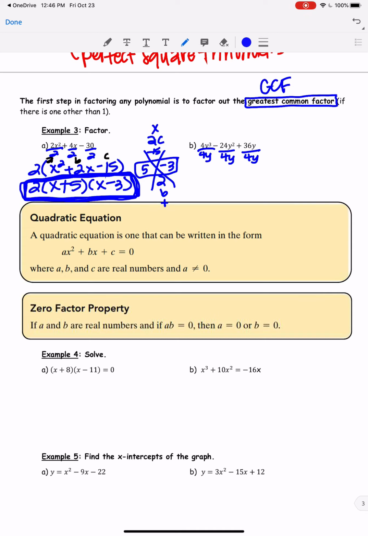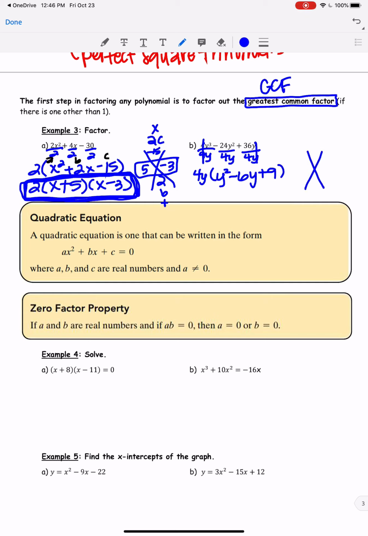Move this down a little bit. Okay. So 4 divided by 4 cancels. Y cubed divided by y is y squared. Negative 24 divided by 4 is negative 6. Y squared divided by y is y. 36 divided by 4 is 9. And then here my y's cancel.